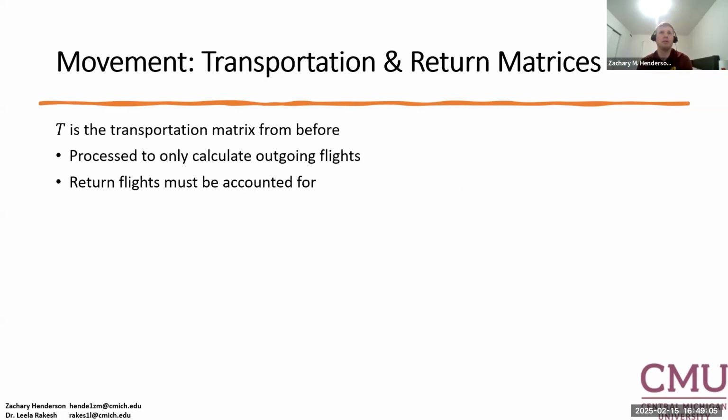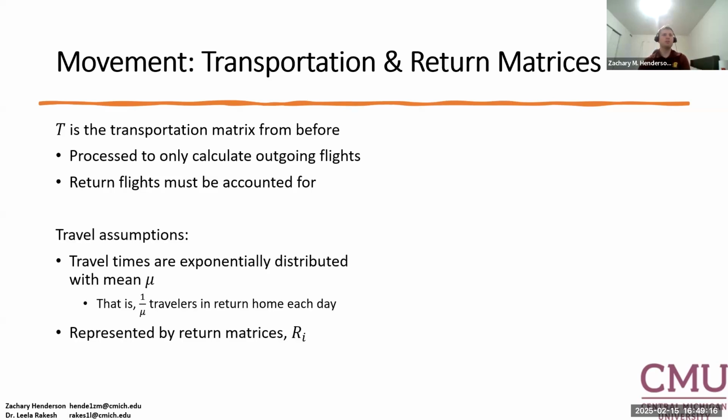So for the first part, we want to take a look at the movement. And movement is based off of that transportation matrix we had mentioned at first. It was processed to only calculate outgoing flights, so we need to look at return flights. So we'll take the same assumption that we use in compartmental models, that we have an exponential distribution. We assume travel times are exponentially distributed with mean mu. One of the helpful parts about that is that it means 1 over mu travelers in each location are going to return back to their home location each day.